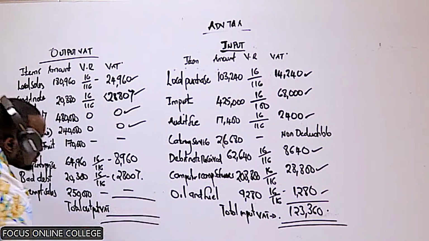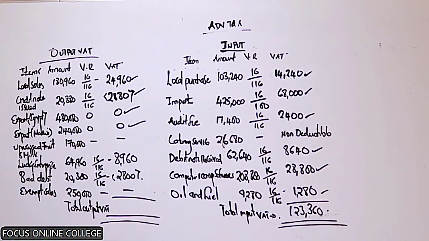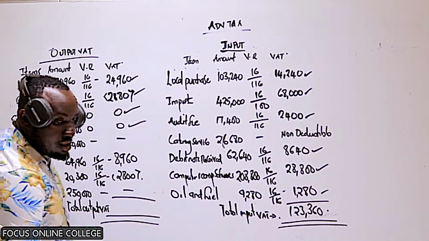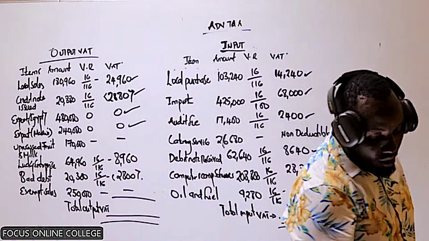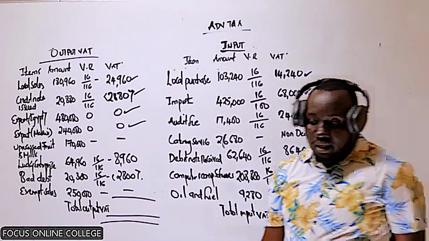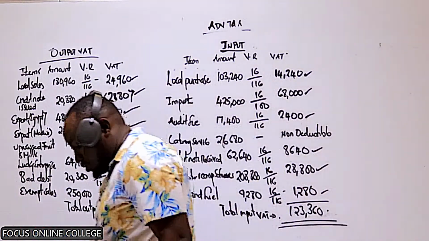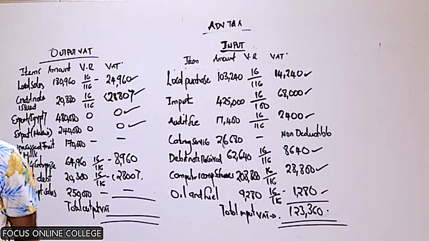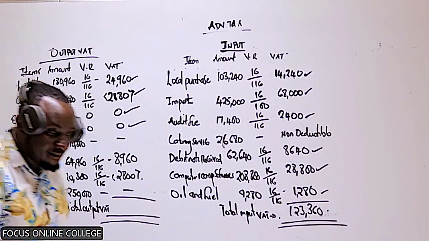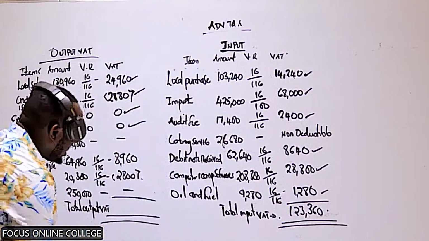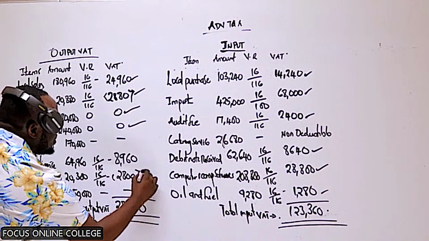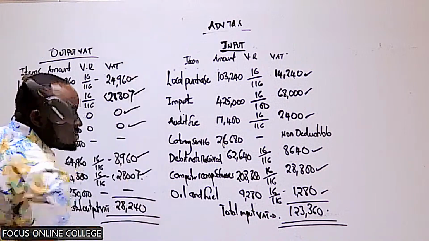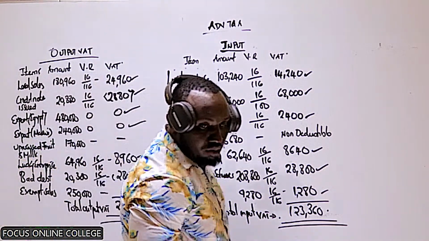What is the total output VAT? Give me what I call the total output VAT. So somebody has it as 28 to 40. So the marking point is the entries, those entries. The marking point should be the entries.